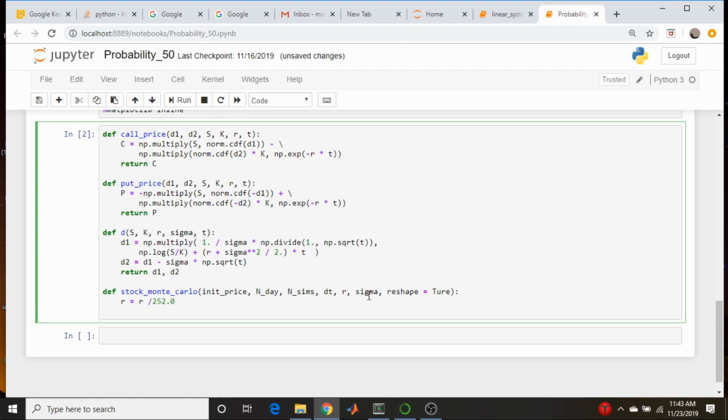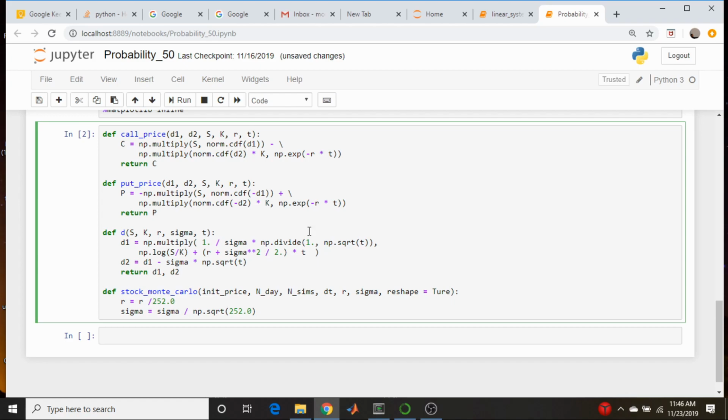And likewise, we're going to take sigma, and that's going to be equal to sigma times np.sqrt of 1 day divided by the square root of the number of days per year. Again, that's 252. Since the square root of 1 is 1, let's just do 252.0 and make this a division operation here. So that's good. Okay, let's move on.